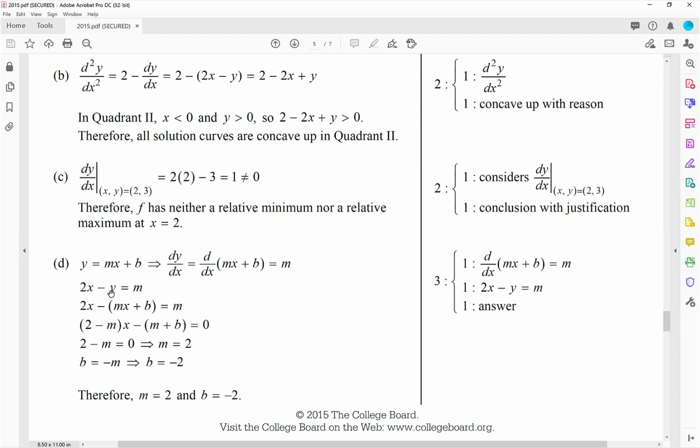Then they write 2x, and where it says y, they're replacing it with mx plus b. So that's substitution, that's fine. It still equals that slope. Okay, I get it. Then they did this.